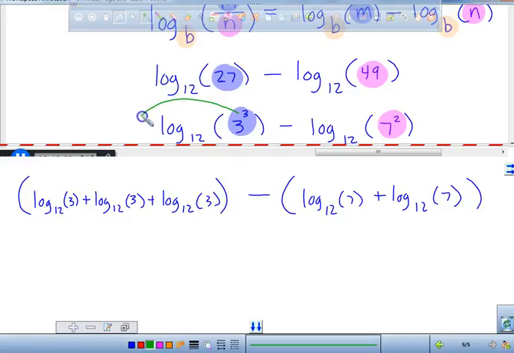Now, if you wanted to, you could take this power and move it right up front. How many log base 12 of 3s do you have? 3. You have 3. So you can skip all of this and just write 3 log base 12 of 3. And you could skip all of this and write, how many log base 12 of 7s do you have? 2.